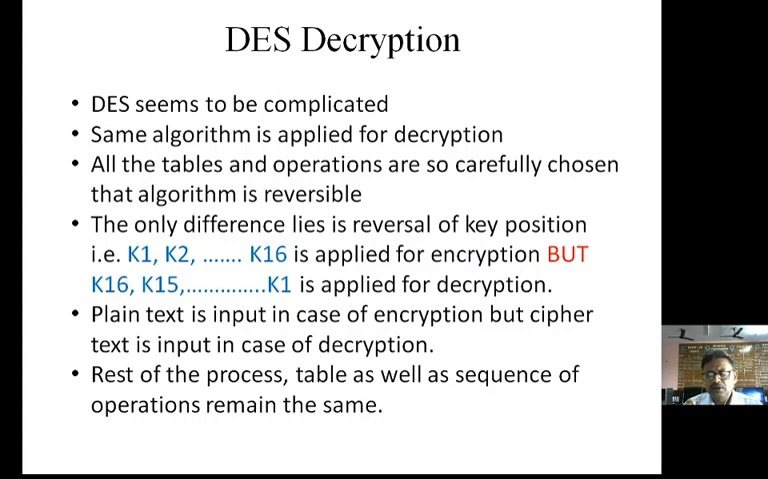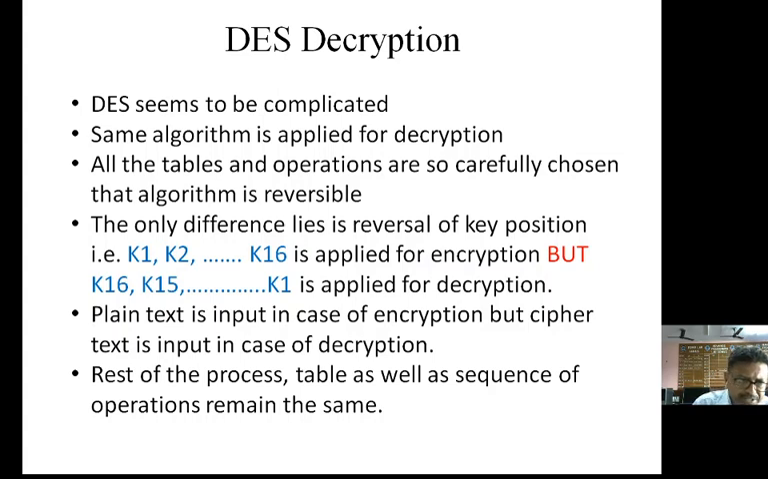While doing the encryption, we will be applying K1 first key, K2 second key, K3 third key, K4, K5, K6, up to K16. But while doing the decryption, the process of applying the key is reversed. While doing the decryption, you have to consider K16, K15, down to K1, but the rest of the process will remain the same. All the tables, whatever you are using as an initial permutation, final permutation, P-box permutation, S-box substitution, all the tables will remain the same, all the steps will remain the same, but the only difference lies in applying the key. While doing encryption, we start from K1 up to K16, but while doing the decryption, we apply keys from K16 to K1.